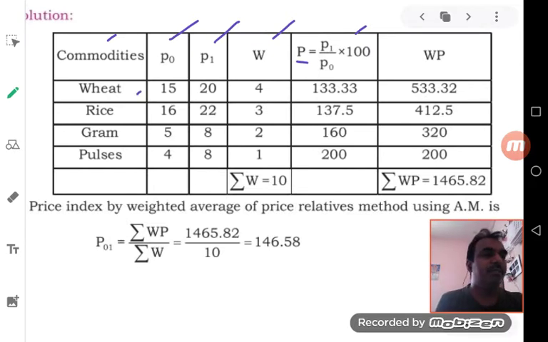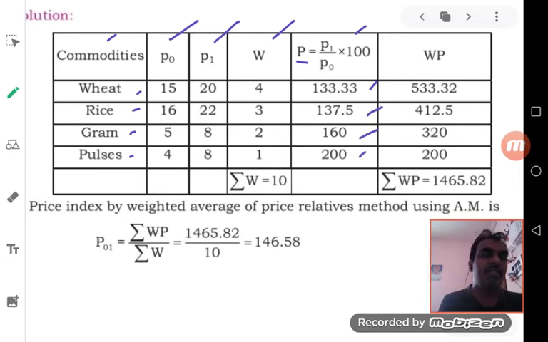Let us say for example wheat. Current year price is 20 divided by base year price 15 into 100. You are getting 133.33. Next, for rice, current year price is 22 divided by 16 into 100. You should get 137.5. Then gram, current year price 8 rupees divided by base year price 5 rupees into 100. You should be getting 160. The last one pulses, 8 divided by 4 into 100 should be 200.